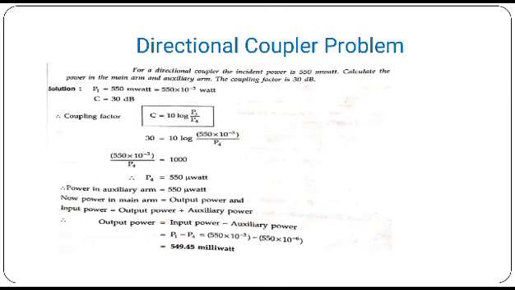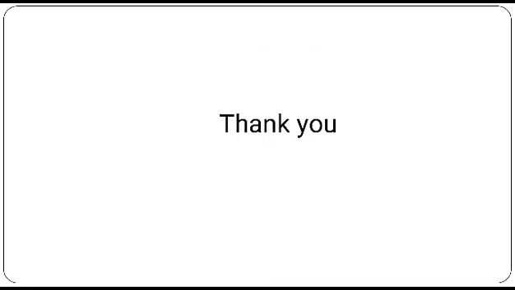Another problem related to directional coupler. Calculate the power at the main arm and auxiliary arm. So coupling C equal to 10 log P1 by P4. You will have the value. You can calculate power in the auxiliary arm as 500 milliwatt. Now power in the main arm, output power equals input power minus auxiliary power. You will get 549.91 milliwatt.